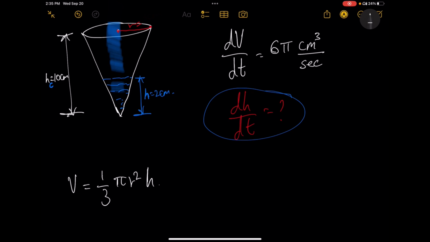Now that is true, but what we want is the volume, right?